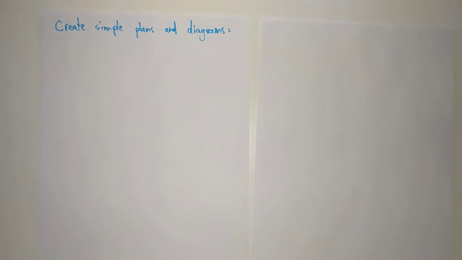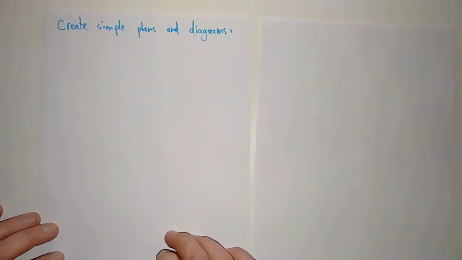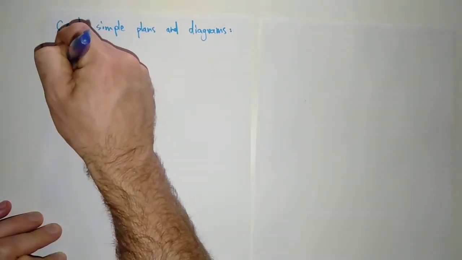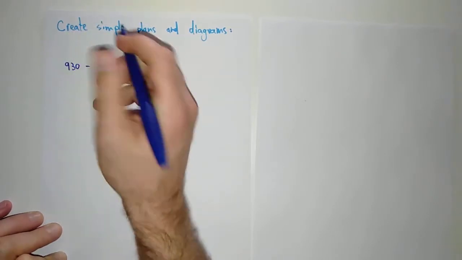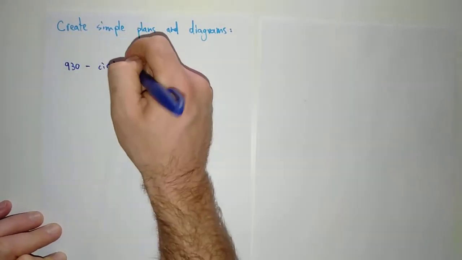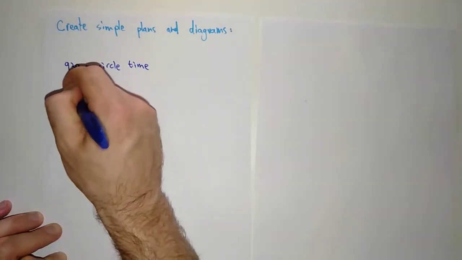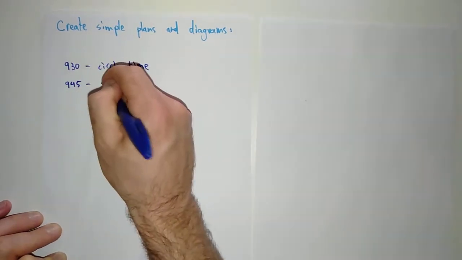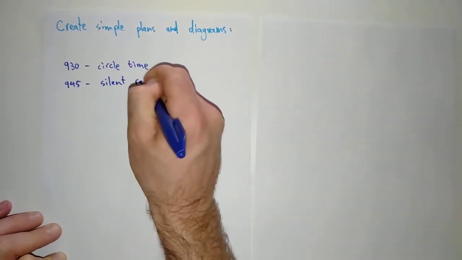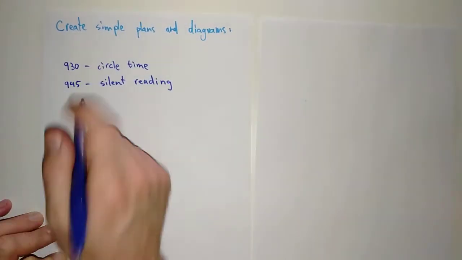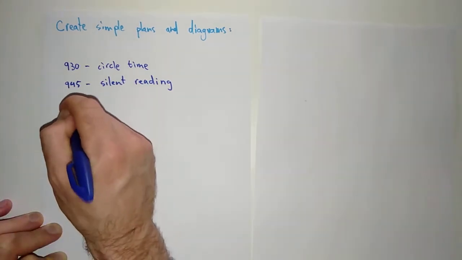Now the plan that I think is quite familiar to all of us is the sort of plan that a teacher comes up with before a lesson. So let's say that class starts at 9:30. We might have circle time. That might go for sort of 10 or 15 minutes. So at 9:45 there might be some silent reading. This isn't true for every class, but this is just an example. That might go for 15 minutes or so until 10 o'clock.